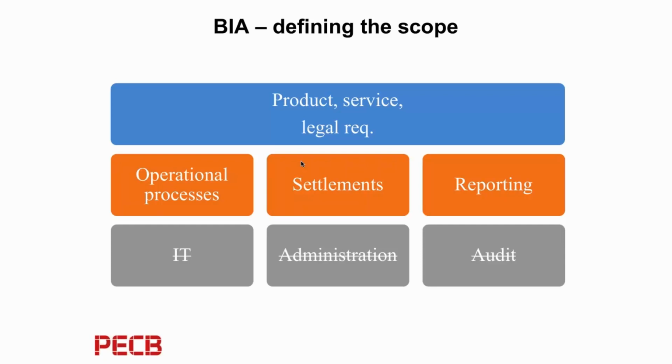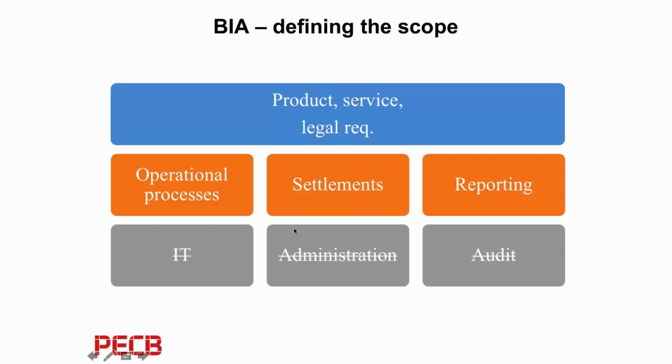What we are not taking into consideration at this stage, we are not analyzing IT processes, IT operations. We are not analyzing administration or audit. In one sentence, we can say that in business impact analysis, we are interested in the impact on the business, not on the supporting functions. All these supporting functions are providers, internal providers of critical resources and critical internal services, but they are not producing anything, they are not servicing our customers, and usually they are not directly fulfilling legal requirements.